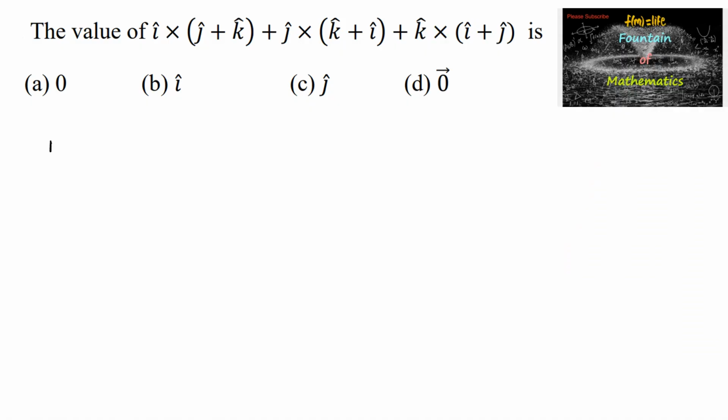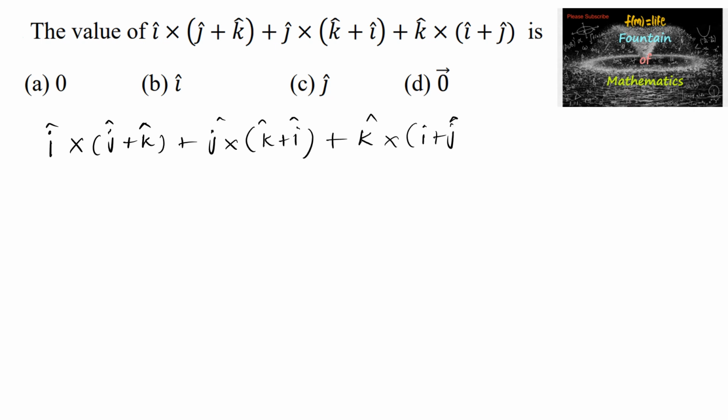The value of i cross j plus k, plus j cross k plus i, and k cross i plus j, which is equal to... We know that i cross j is equal to k, and j cross k is equal to i, and k cross i is equal to j.